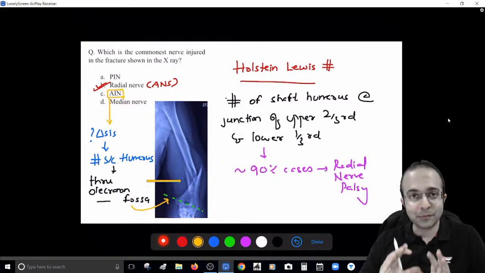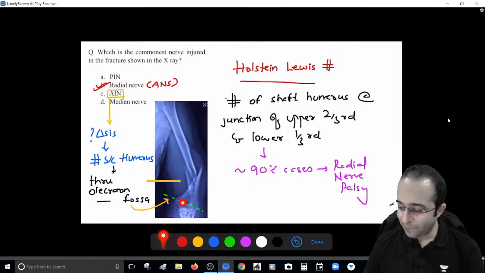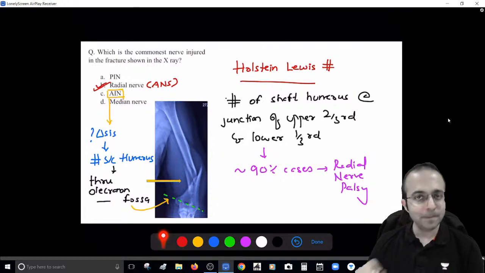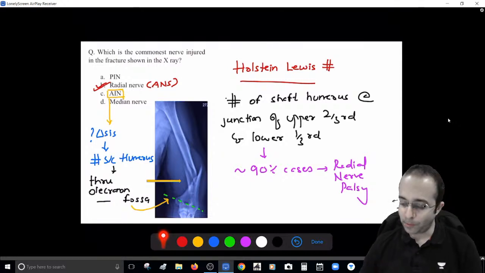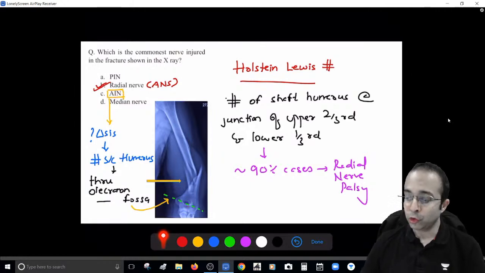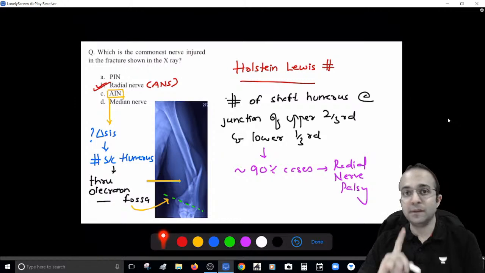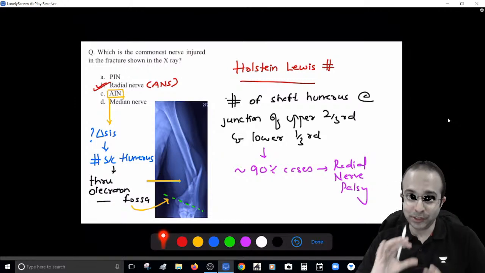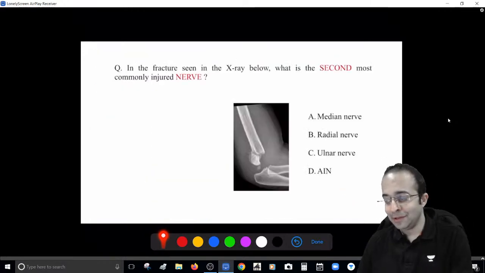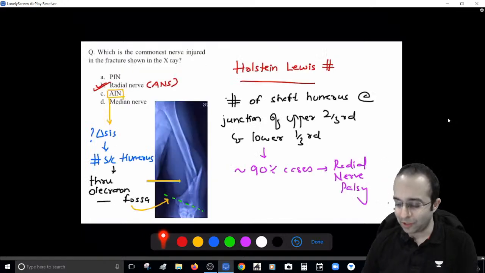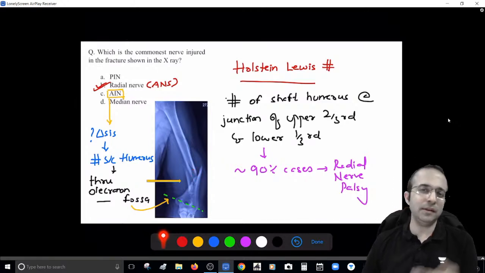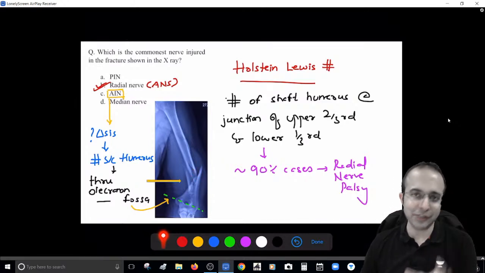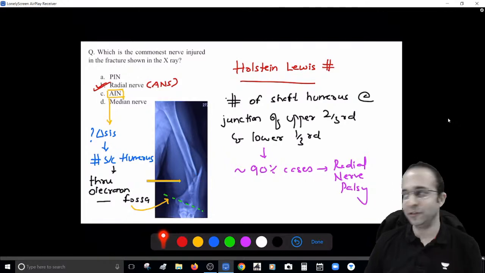So if you find the fracture line traveling through this area, that is where you say this is a supracondylar fracture, and then you say that is AIN. The fossa is totally intact here, so this is Holstein-Lewis. So the answer here would be radial nerve palsy. Otherwise, you need guts to say AIN here. This is a fracture a little too high up. AIN is given off in the forearm. You don't have AIN in the arm, so this fracture can in no way injure the AIN.